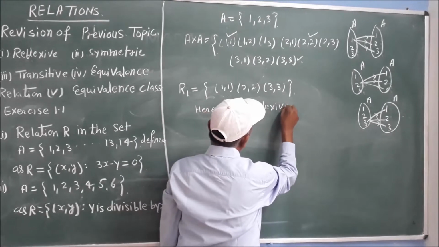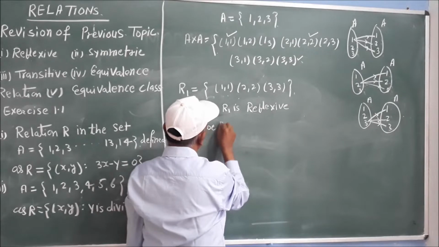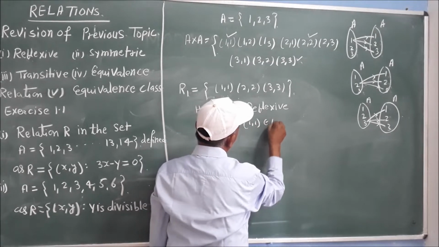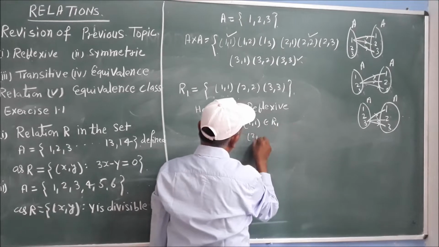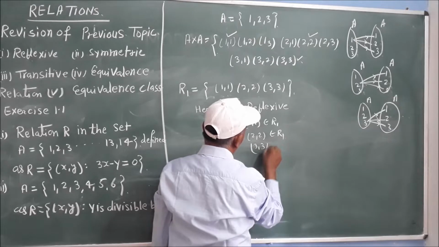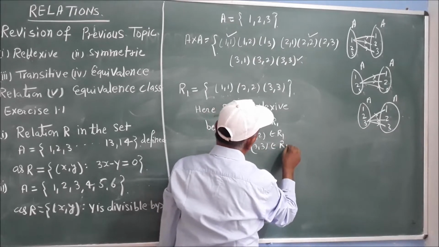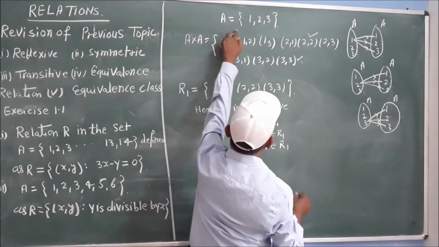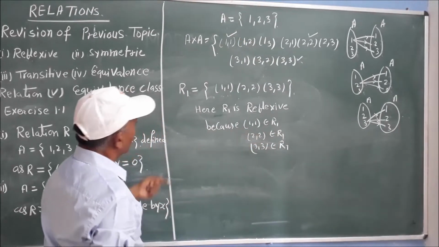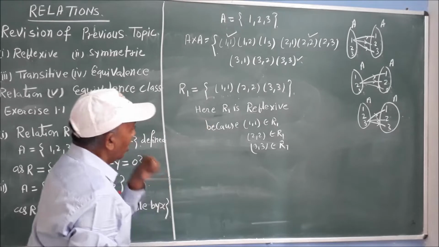Reflexive. Why? Because (1,1) belongs to R1, (2,2) belongs to R1 and (3,3) also belongs to R1. So you can say all the elements of set A associated with themselves also belong to R1. So we can say R1 is reflexive.